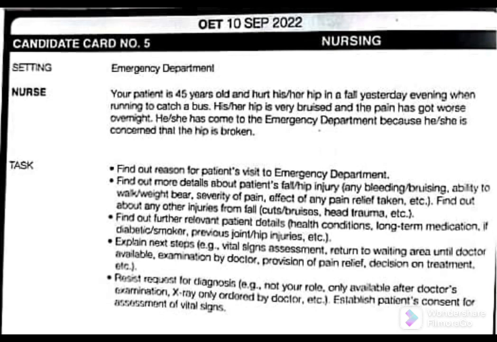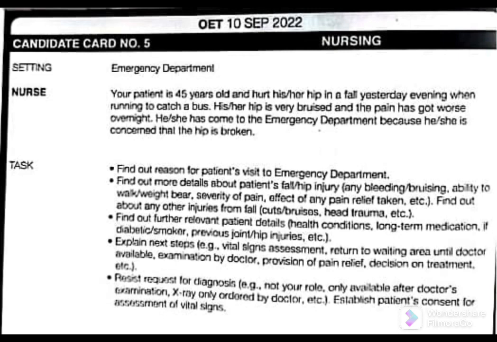Then the last task is to establish the patient's consent for assessment of vital signs. This is nothing but verbally getting the consent, not with paper. Okay, so we can ask, I hope, Mr. George, I hope I have clarified all your doubts. If you don't have any other clarifications, may I proceed with your vital signs assessment? Then the patient is telling, yes, of course you can do that. Thank you. That's the role play.